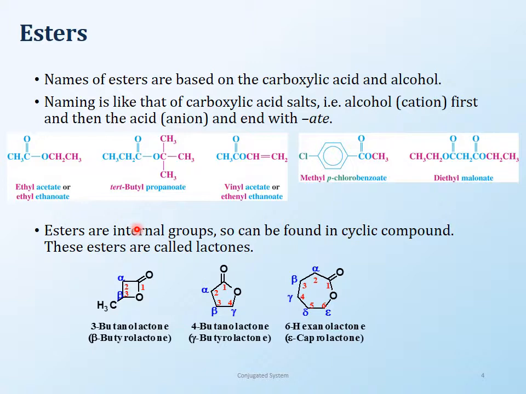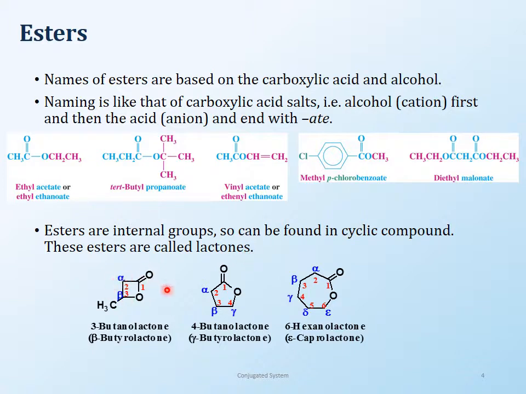Now, the esters are actually internal groups. Internal groups meaning that you find them inside two carbons, or you find them surrounded by two carbons. So if you find anything surrounded by two carbons, just like ethers and ketones, it can also exist as a cyclic compound, and the cyclic esters are called lactones. Very specifically, they're called lactones.